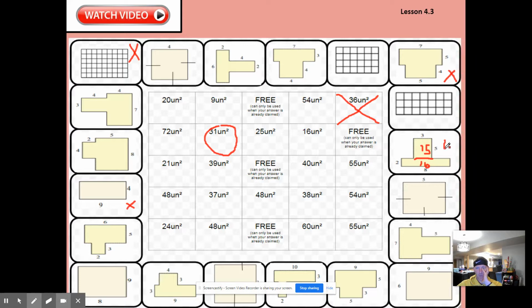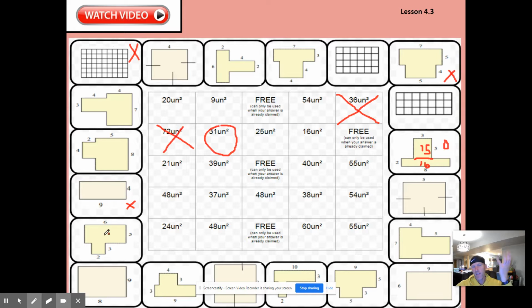So in a, or O here, I'm going to roll again. I rolled out a 2. I could go up 2 or I could go down 2. Oh, I'm going to go here. Base times height, 72 UN squared. I see that. That looks like the only one.